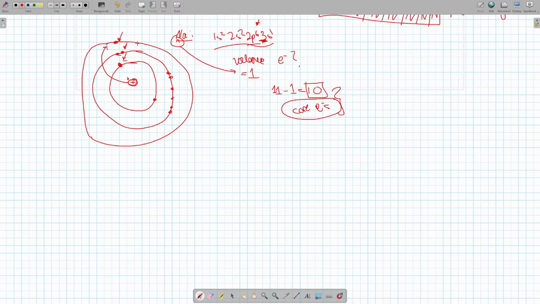And what do you think? If there's more soldiers, will there be a higher shielding effect? Will a general be shielded more or less if there's more soldiers? Obviously, if there's more soldiers, he's going to be shielded more. Same thing here. If there's more core electrons, the valence electrons will be shielded better. Okay, if they're shielded better.